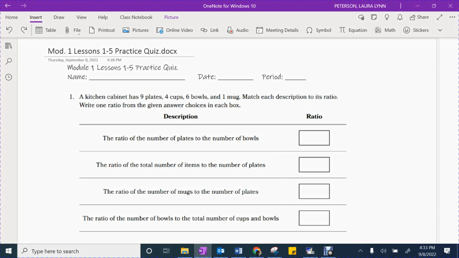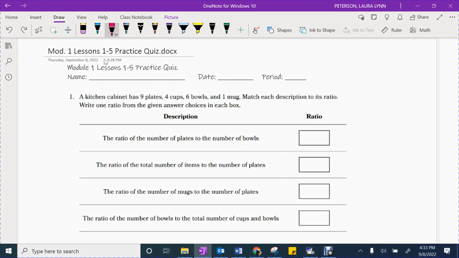Hi everyone. So I want to make a video that goes through the solutions to our first quiz of the school year. So this quiz is Module 1 and it's covering lessons 1 through 5. This is an extra resource for you and your student to prepare for the first math quiz. This has 4 questions on it, and if your student is able to do all 4 questions with ease, they'll be ready to go for their first quiz. So let's get started with number 1.